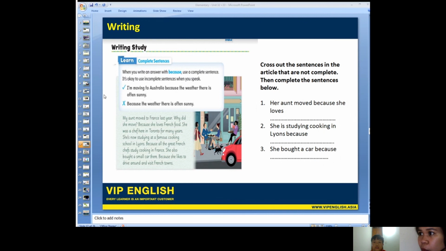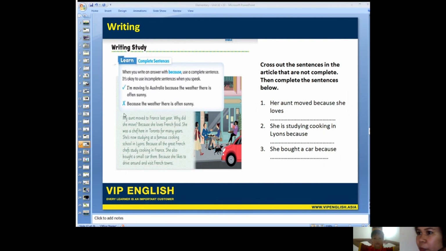So this is an example for writing. When you write, you have to make a complete sentence like this one. I'm moving to Australia because the weather there is often sunny. But when the two of us are talking, and I ask you, why are you moving to Australia? You can just tell me because the weather there is often sunny. You don't have to answer me with this type of sentence. Okay?